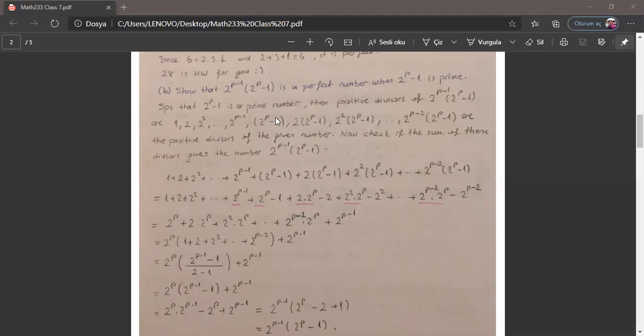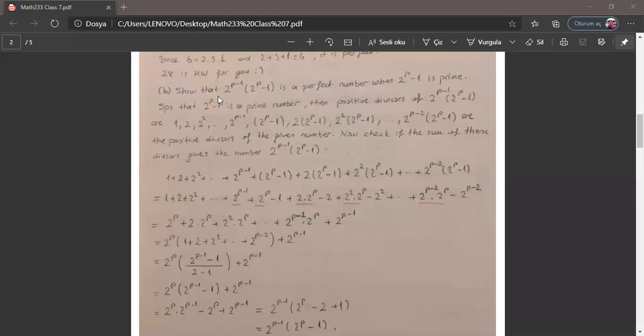If 2 and 2 to the p minus 1 divide this number, then this product also divides it. Again, 2 squared divides it, and this divides it. So we have this divisor 2. Till here, we have all divisors. We don't add 2 to the p minus 1 times 2 to the p minus 1 because it's the given number itself. That's why we don't count it. So we have all divisors of the given number.